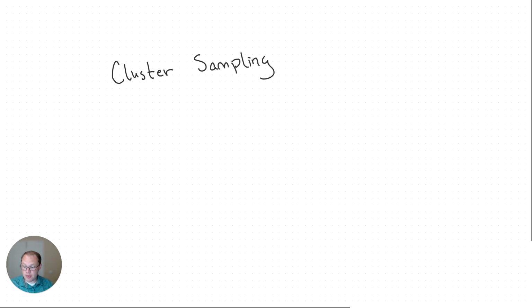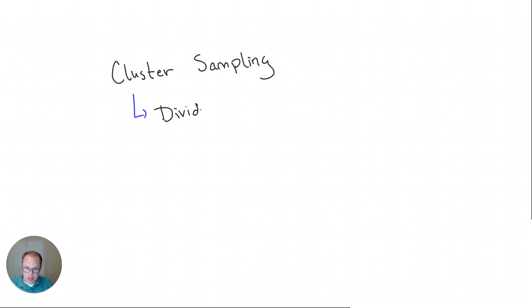The last type of random sampling we're going to discuss is cluster sampling. Now, cluster sampling seems quite similar to stratified sampling, but it's a little different. Just like with stratified sampling, we divide our population into groups. In this case, we call them clusters.